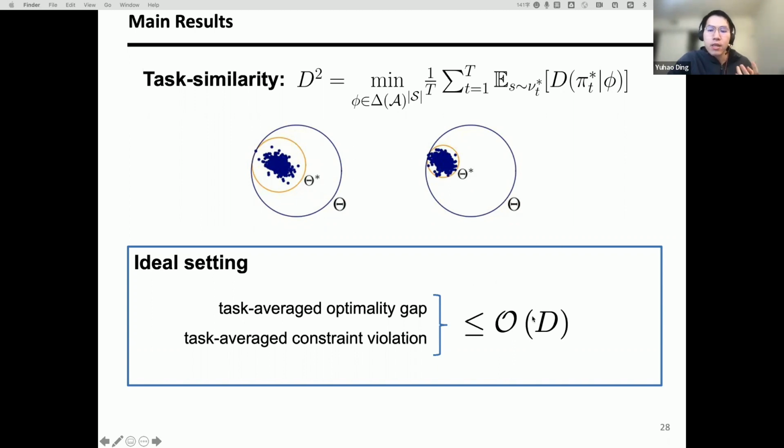In the ideal setting, where we assume that we have knowledge of all the required parameters, we can show that our meta-learning framework is able to guarantee that the task average optimality gap and constraint violation are proportional to the task similarity, which means that if the tasks are very similar, then we should learn very efficiently, with the guarantee on the safety requirement also. And this result reveals the benefit brought by including more tasks with more similarity. And our result is also the first to establish such a relationship in meta-safe RL, or even for the unconstrained case.